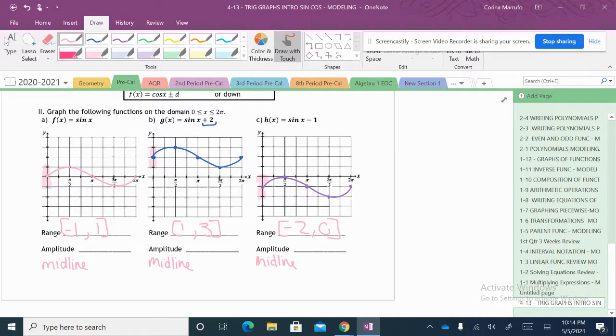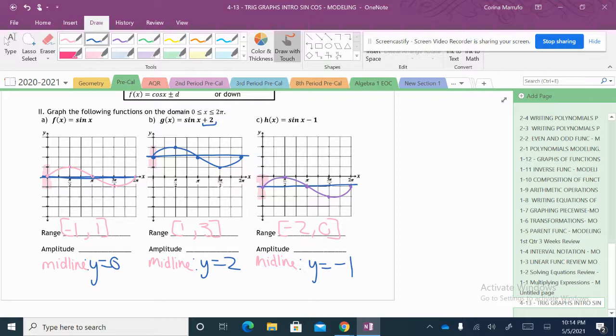Okay, so the midline, we take the range and we cut it in half. So here my midline is y equals 0. I cut this one in half, and my midline is y equals 2. This one I cut it in half, and my midline is y equals -1.